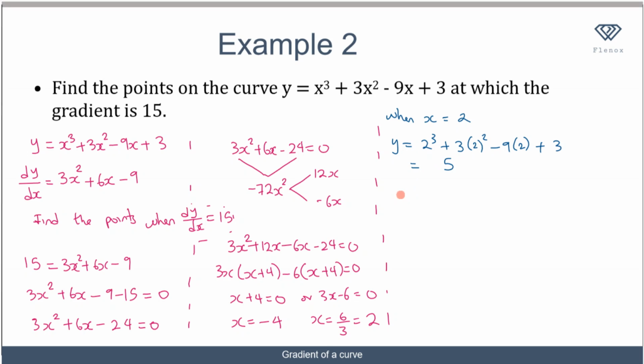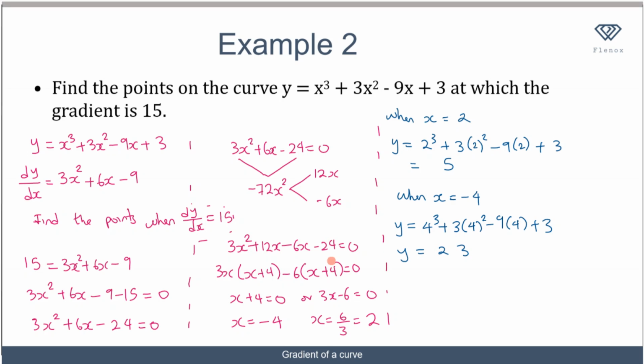And in the second instance, when x is equal to minus 4, you can punch it into that function to have y is equal to 4 cubed plus 3 into bracket 4 squared minus 9 times 4 plus 3. So my y value now will be equal to 23 when you solve all this.